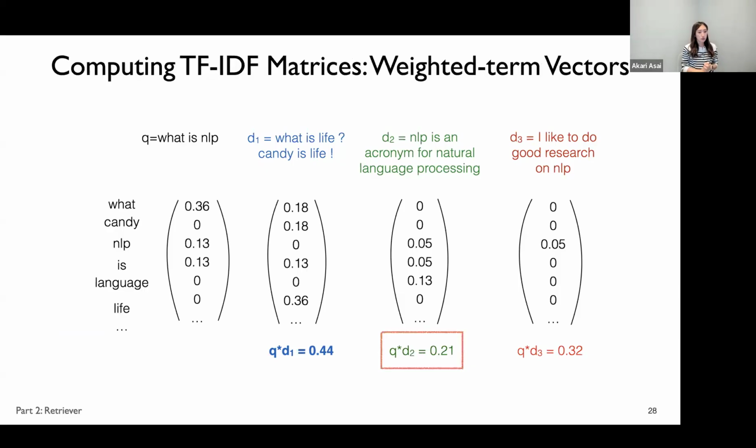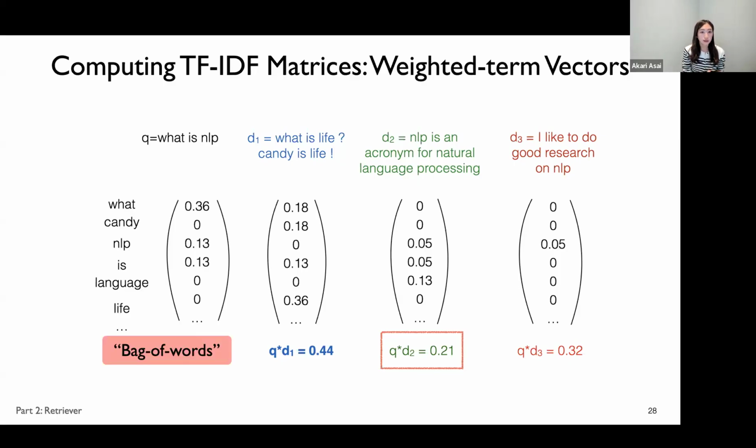Now, maybe you can see the problem of using such a sparse embedding system. When we look at those 3 documents, in my opinion, D2 or maybe D3 has higher similarity to the question, and especially D2 directly answers: NLP is an acronym for natural language processing. But this document got the lowest similarity score to the query.